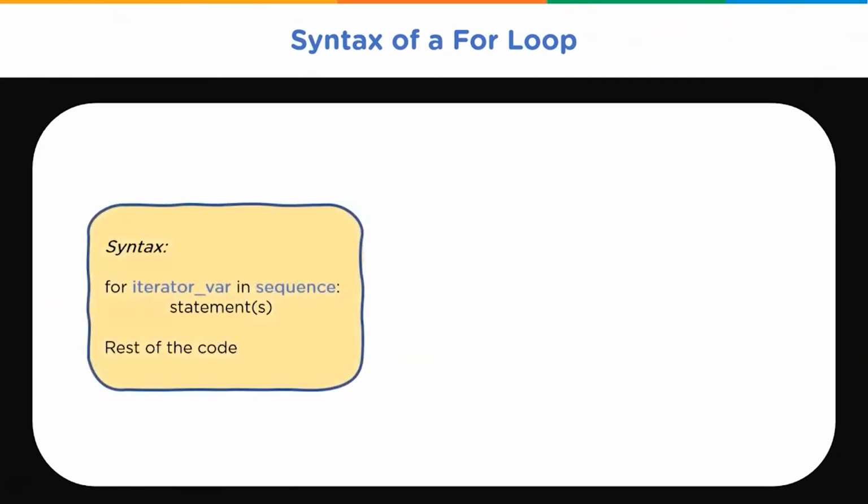So here on the left you can see the syntax of the for loop. So we have the for keyword followed by the iterator variable. Then we have the in keyword followed by the sequence. It can be a list, you can use the range function, it can be a dictionary, a tuple, anything. And after that you have your colon followed by the statements that you want to execute in the for loop, and below you have the rest of the code.